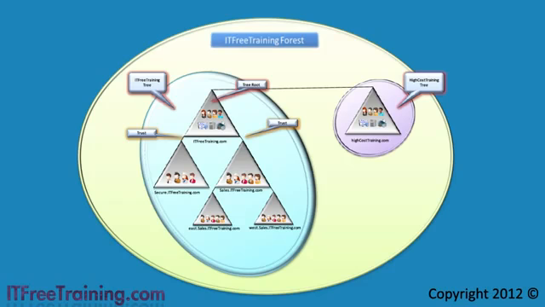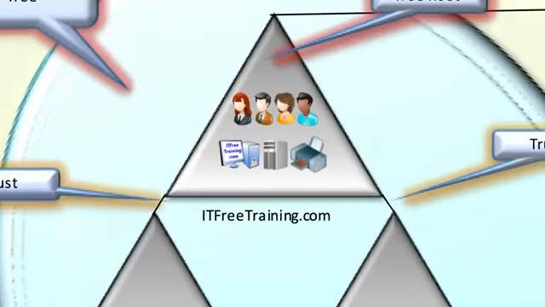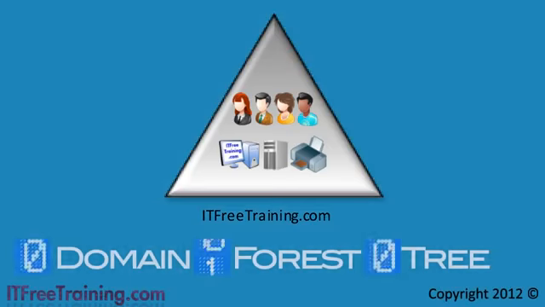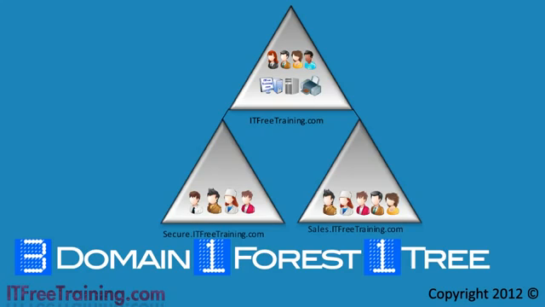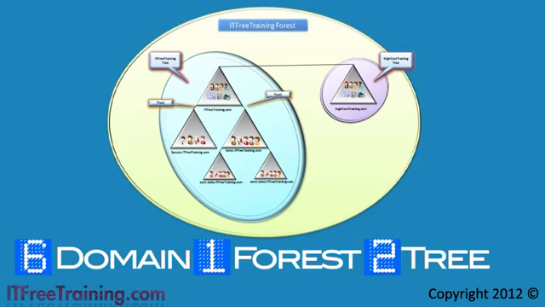To illustrate this, I will go back to my original example of one domain. As soon as you create your first domain, a forest is automatically created for that domain. When I added the two child domains to IT Free Training, these now form a tree in the one forest. The High Cost Training domain is then added, and this forms another tree in the same forest. So, why is there a need to have a forest?